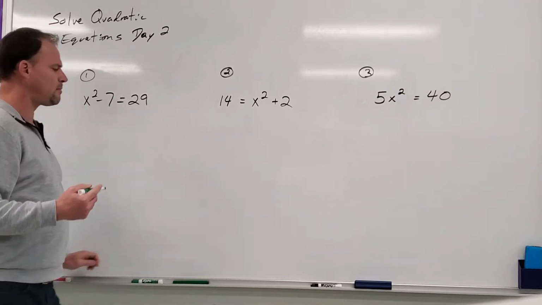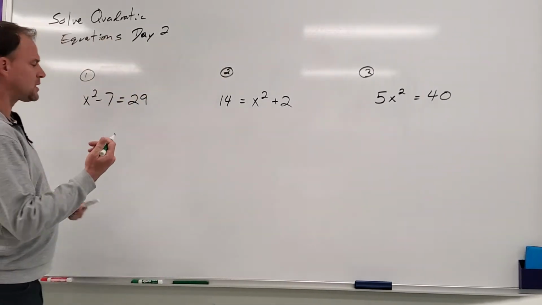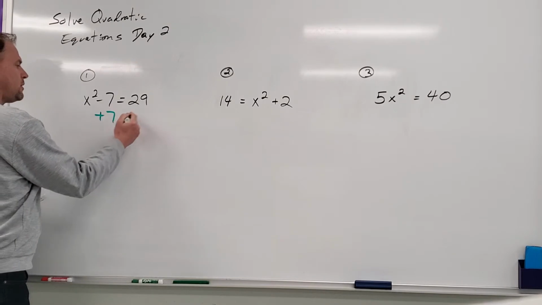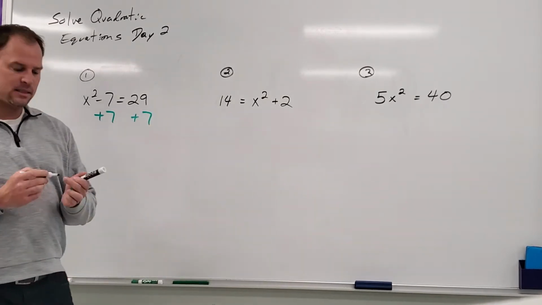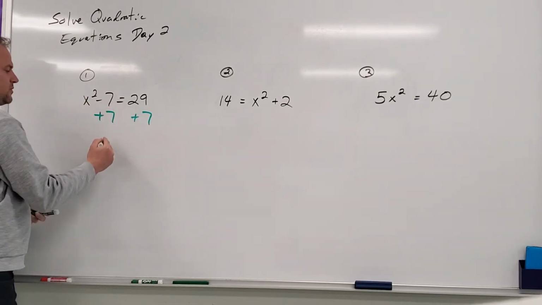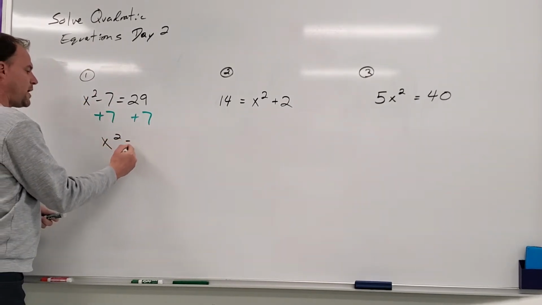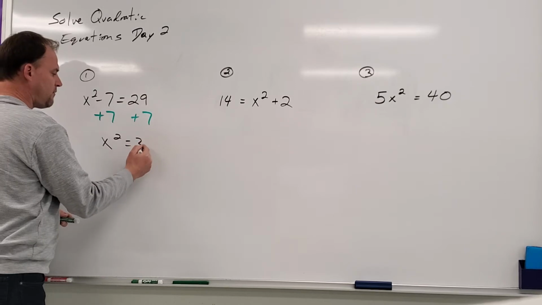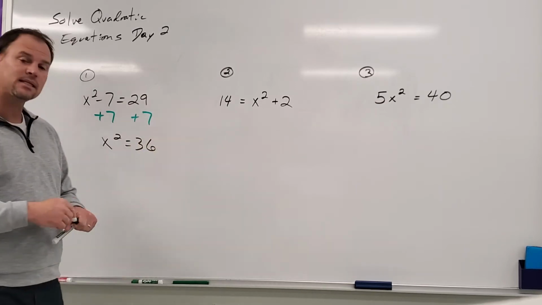I see x squared minus 7. What's my first step? There you go. Add 7 to both sides of the equation. So now, plus 7 minus 7 is 0. So then I have x squared left over. 29 plus 7 is 36.